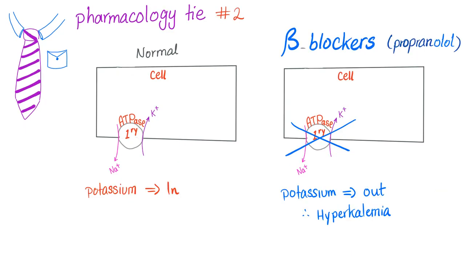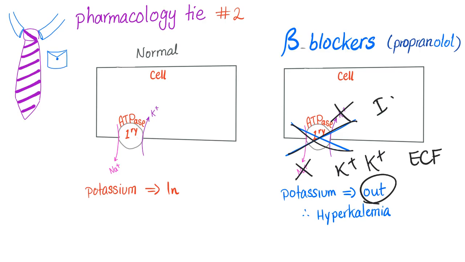Pharmacology tie number two. So this is the normal cell. Every cell in your body has what? Sodium-potassium ATPase. This is normal. Sodium out, potassium in. When you use beta blockers, they block this amazing sodium-potassium ATPase. Sodium is not getting out. Potassium is not getting in. Potassium is left outside. When there is a buildup of potassium outside, in what is called the extracellular fluid, there is what? Hyperkalemia. Hyper means high. Kalium means potassium.